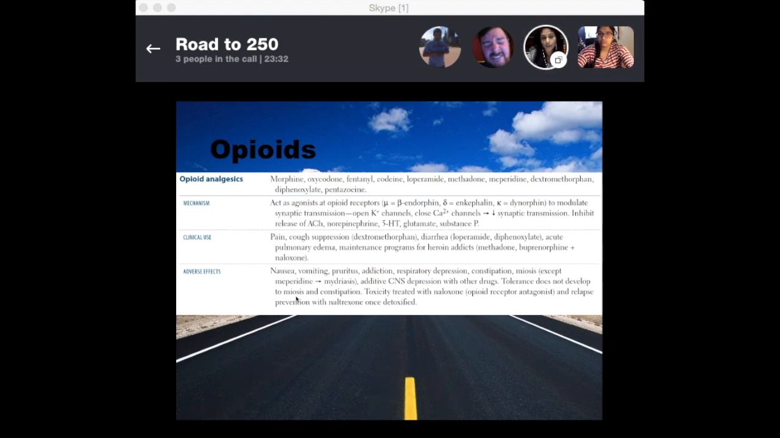Except for meperidine, which causes mydriasis, which is why they also say that meperidine is mostly abused by what occupation? Doctors. Yeah, doctors, because you can't tell that they're on it, I guess. Okay, so tolerance does not develop to meiosis and constipation, and toxicity is going to be treated with naloxone, which is an opioid receptor antagonist, and then relapse prevention with naltrexone once detoxified, which we're going to talk about as well.